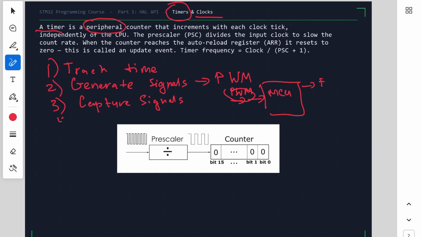Another important purpose of the timer is to execute code periodically at a constant rate. So we can run, for example, we have our code, and if we want to run it every 1 millisecond or every second, we can use timers for that purpose as well.